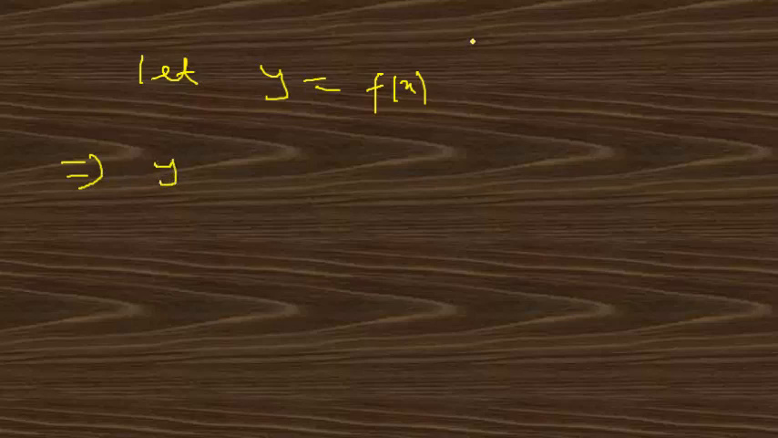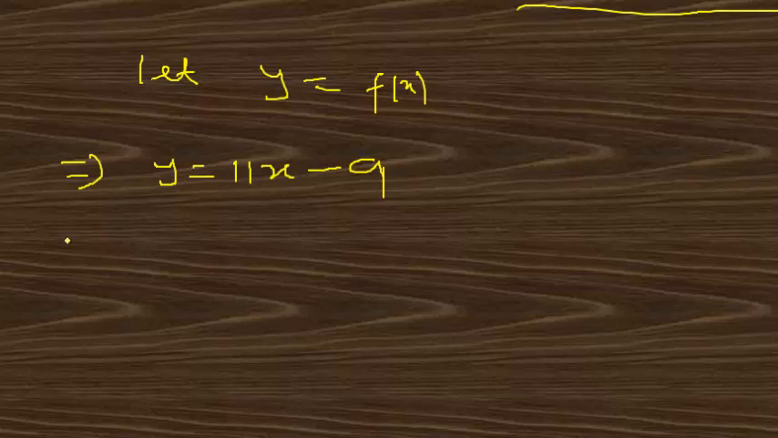So same thing, let y represent the function. Let y be f of x. Okay, so y, now this is the function f of x. y equals 11x minus 9. So the next thing is to interchange x and y.